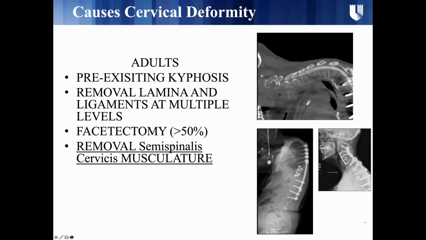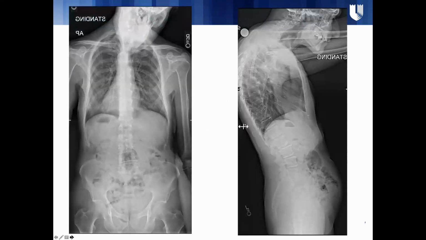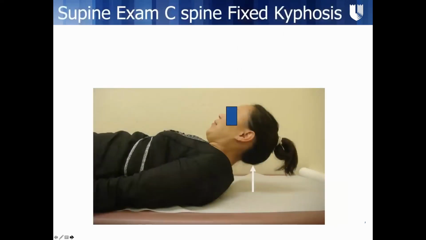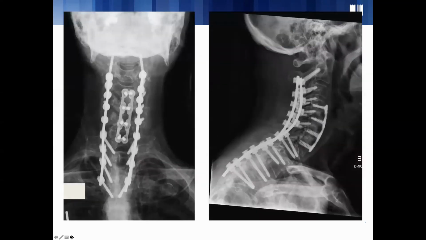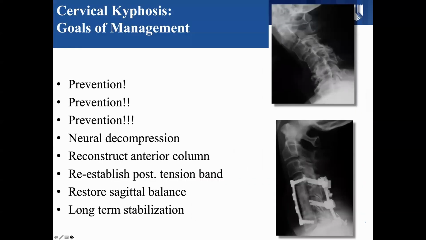treatment. In adults, the causes are usually pre-existing kyphosis, removal of the lamina and ligaments at multiple levels, facetectomies greater than 50%, and the principal one, which is really avoidable in many cases, is removal of the semispinalis cervicis musculature. This is a patient who had a previous cervicothoracic junctional procedure. This over time became rigid and required this treatment. You can see it spans the entire distance of the semispinalis cervicis musculature.